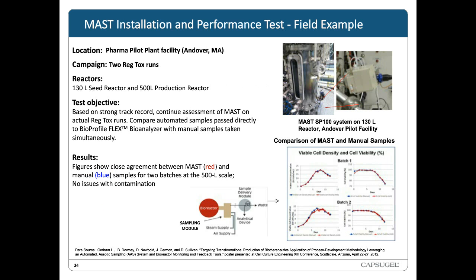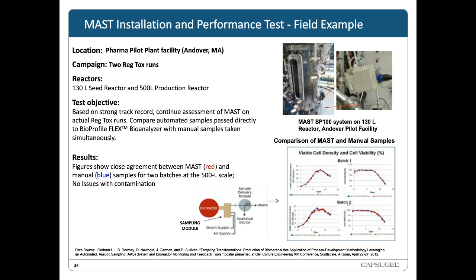So here's one study in a pilot plant in Andover. We were sampling from 2 bioreactors for reg tox runs. And you can see in the lower right corner, with the MAST data in red and the manual data in blue, the viability and the viable cell density were virtually identical between MAST samples and manually collected samples run on the Nova.